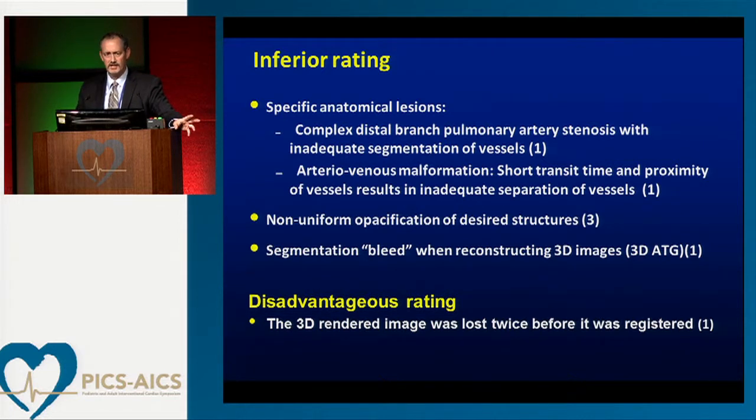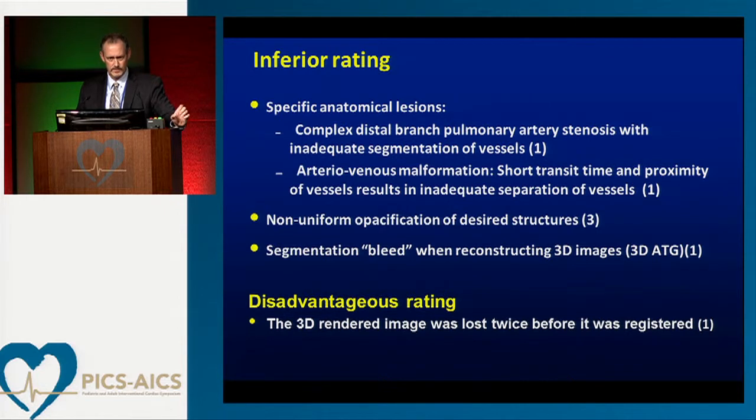Differentiation and segmentation of that made it fairly difficult, so that's why one of them was inferior. An arteriovenous malformation, because of the quick return into the pulmonary venous phase, made it almost impossible to tell the difference between the artery and vein for the reconstruction. As with all 3D RA, if you don't get uniform opacification of the desired structures, it also was a hindrance.